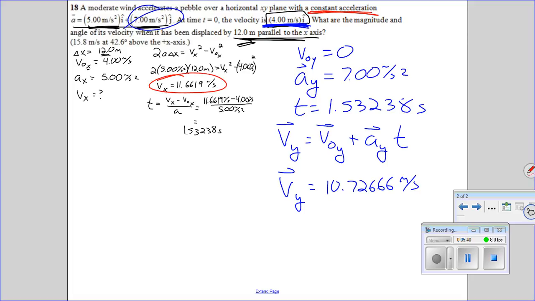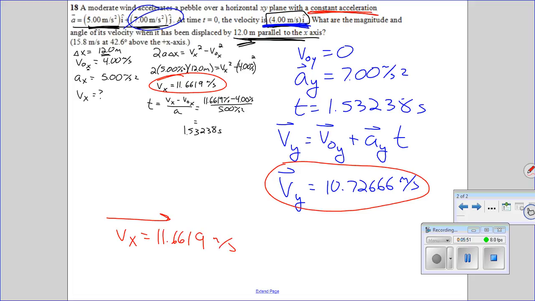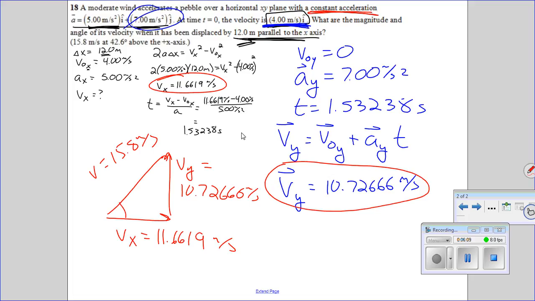And so now all we're going to do is use our horizontal motion and our vertical motion and put it together. So here we go. We're moving horizontally at 11.6619 meters a second. We're moving vertically at 10.72666 meters a second. Find your hypotenuse. So our velocity is, I'm just going to do Pythagorean theorem to get 15.8 meters a second. And then to find this angle, I would use inverse tangent. Inverse tangent of opposite over adjacent. And your angle ends up being 42.6 degrees. All right, there we go. That is number 18. Hope this was helpful.